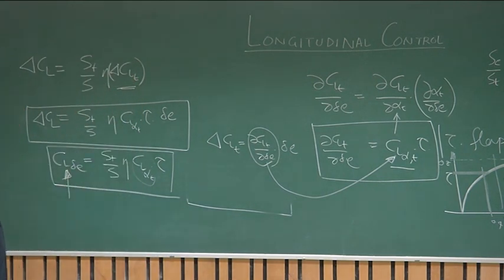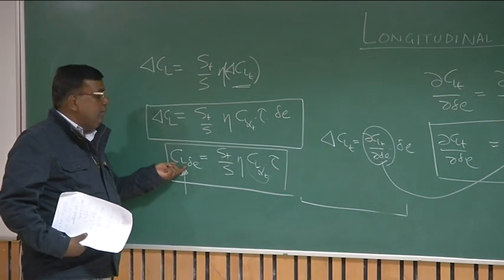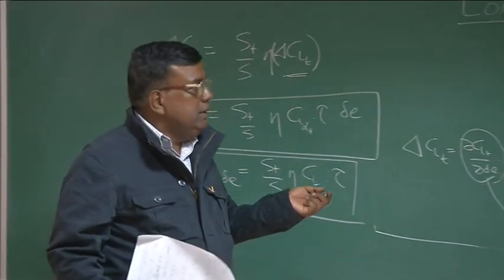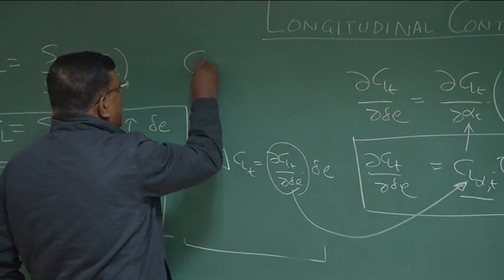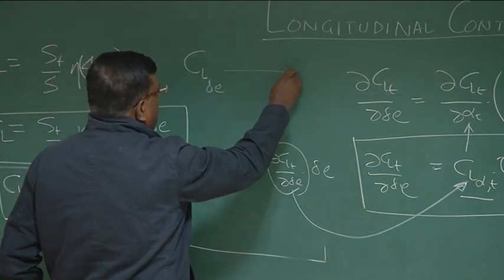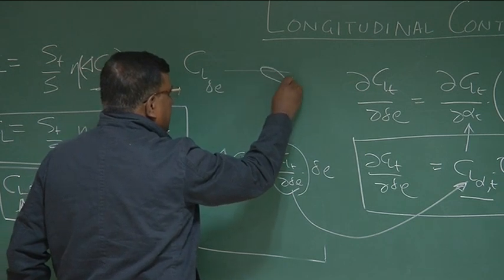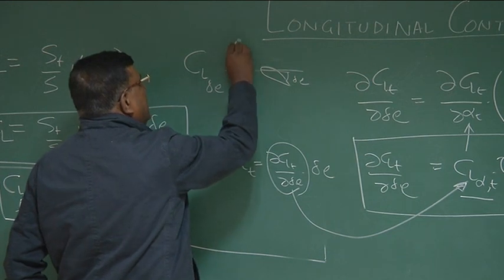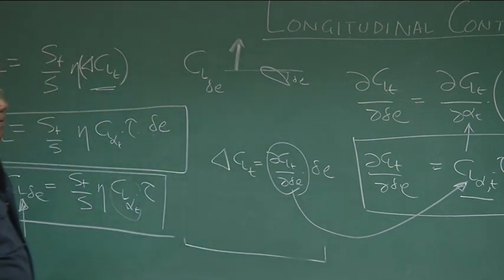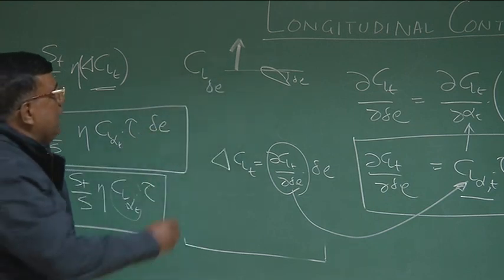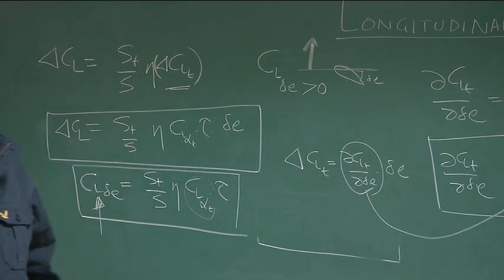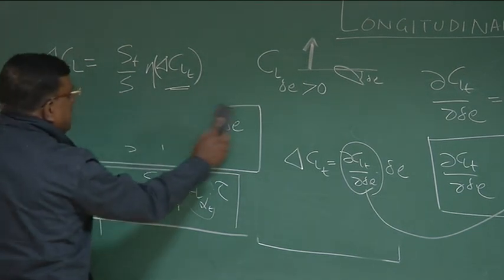You know what CL delta E is. So what is the meaning of CL delta E? It is the change in CL because of elevator deflection delta E. What is the sign of this? If I put delta E positive like this, what type of lift is it giving? It is giving lift upwards, CL positive. So CL delta E is actually greater than 0. The sign of CL delta E is positive. Okay, clear? Let's do now what is CM delta E.